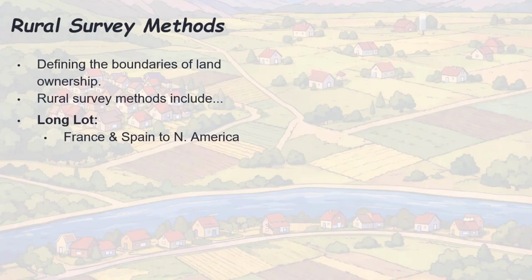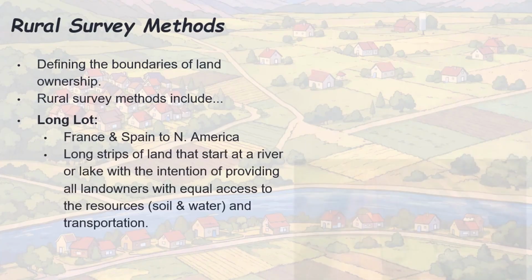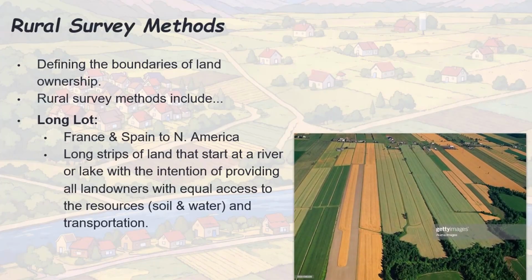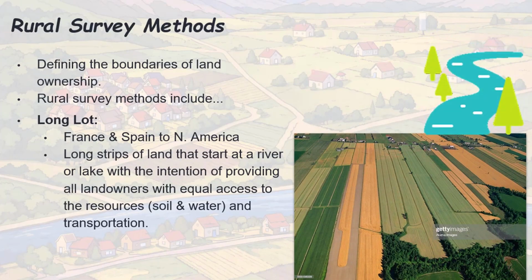Brought over by the French and Spanish, long lot design gives every landowner a tall, skinny slice of property stretching back from a river or road, like agricultural pizza slices. Why? Because back then, access to water was everything. You needed it to drink, to grow stuff, and to actually get your crops to market. No water access meant you were basically farming for your own disappointment.